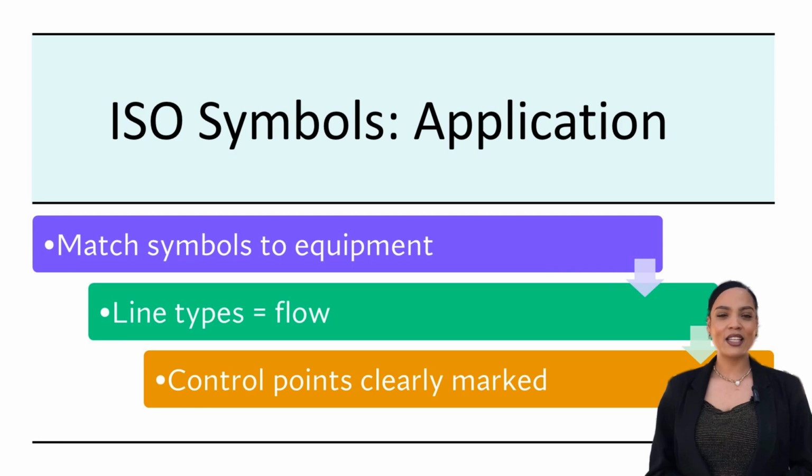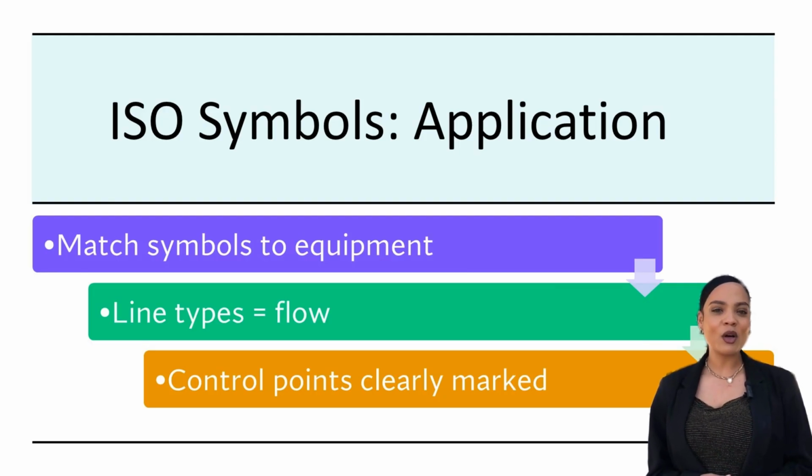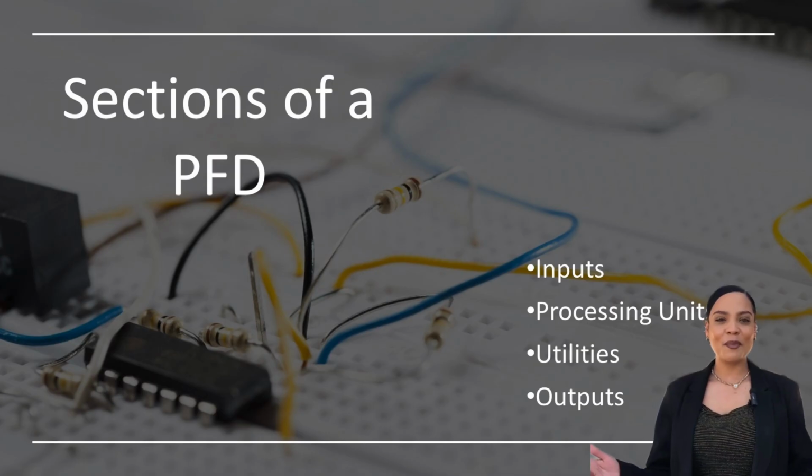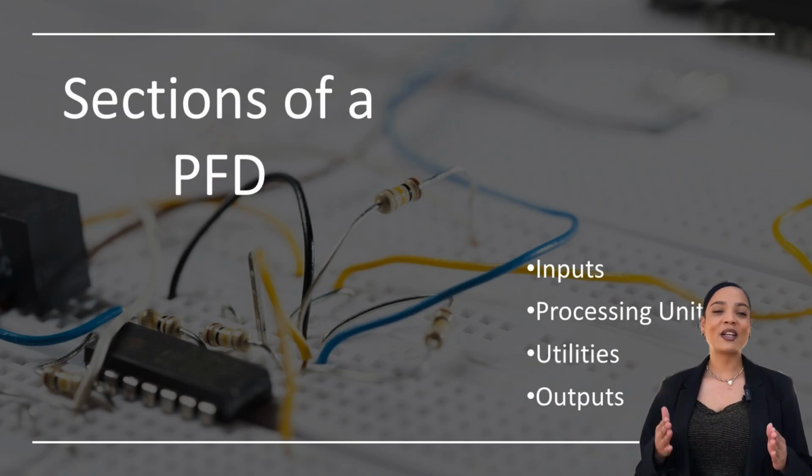We use standardized shapes and icons to represent equipment, direction of flow, and measurements. Lines indicate flow paths. Control points and monitoring equipment are marked clearly. A typical PFD is divided into sections.